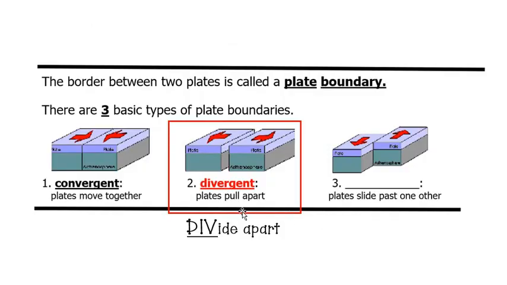The second type of plate boundary is called divergent, D-I-V-E-R-G-E-N-T. And in a divergent plate boundary, the plates are pulling apart from one another. They're headed in the opposite directions from each other. I remember this because the first 3 letters of divergent are D-I-V, and the word divide, we know, is also to separate or put things apart into groups. So it's dividing apart, D-I-V, dividing apart.